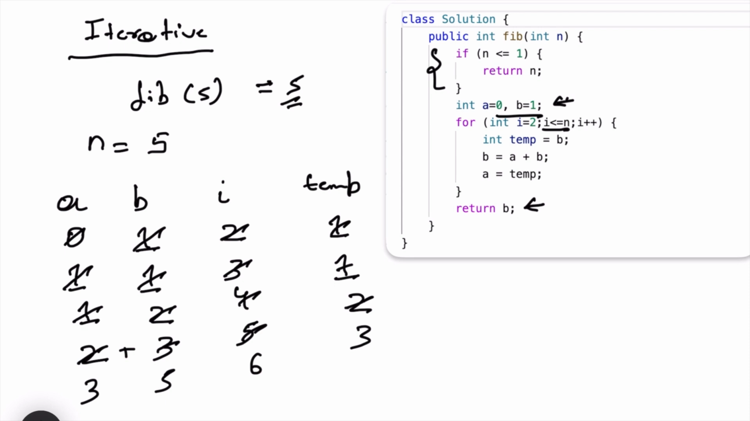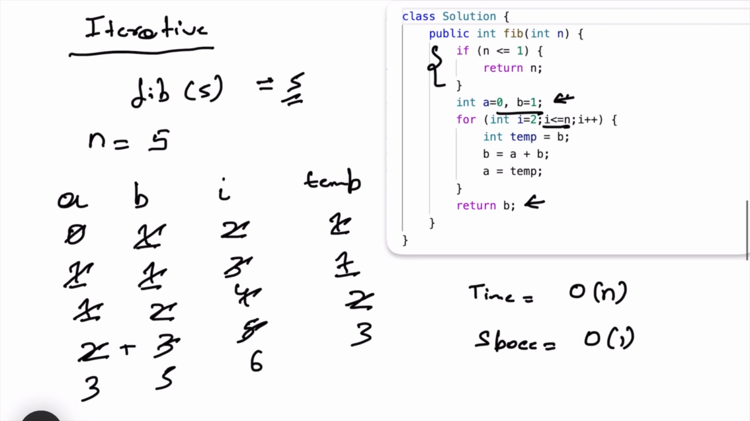So here now let's talk about the time and the space complexity. The time complexity here will be O of n, since we are running the loop till n, and the space complexity will be O of 1, since we are using constant space. It is not dependent on n like the recursive version where it was dependent on n. So this is a better approach to solve it, both time-wise as well as space-wise.